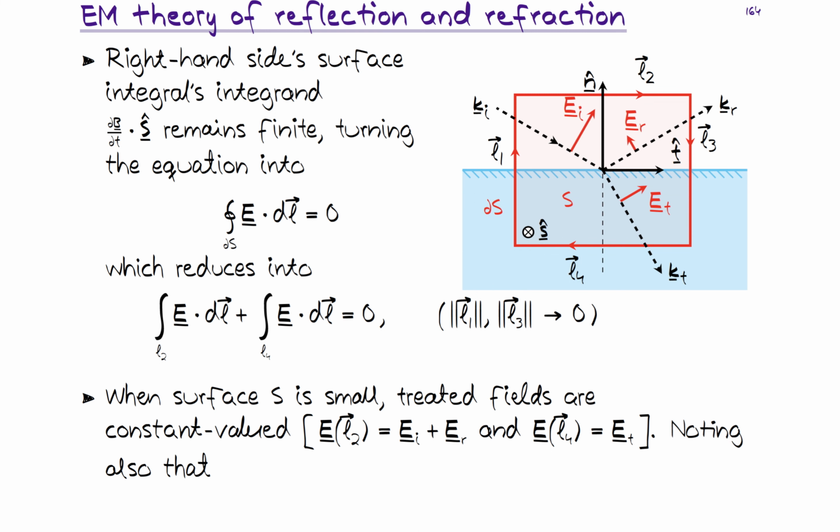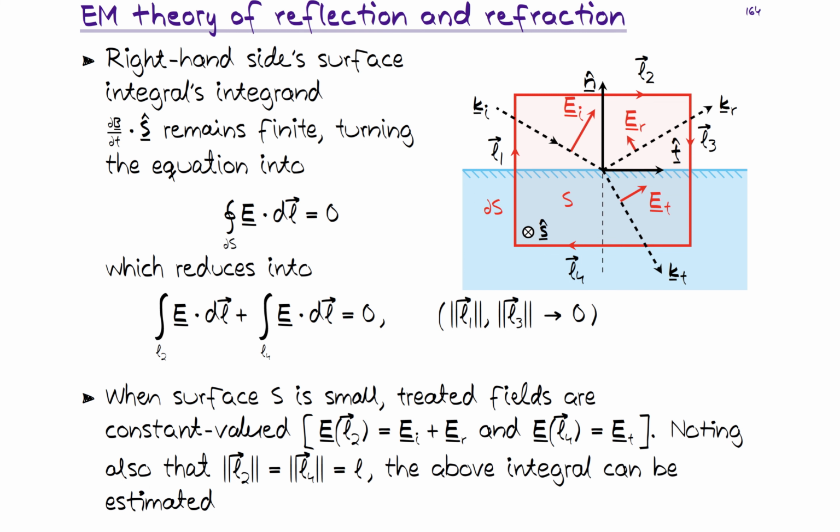And now we also note that for the case of having a rectangle, and this is why we should always be lazy or smart in terms of defining what kind of systems we are solving, so that the length of L2 is equal to the L4, so we can simplify our notation and just write that the length is L, and now we can actually estimate the above integral. And we will do that in the next slide.